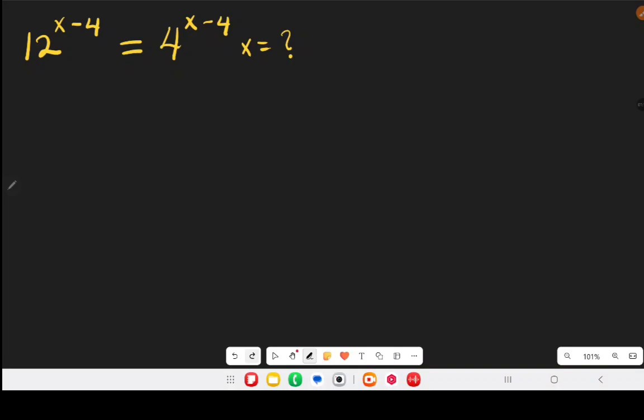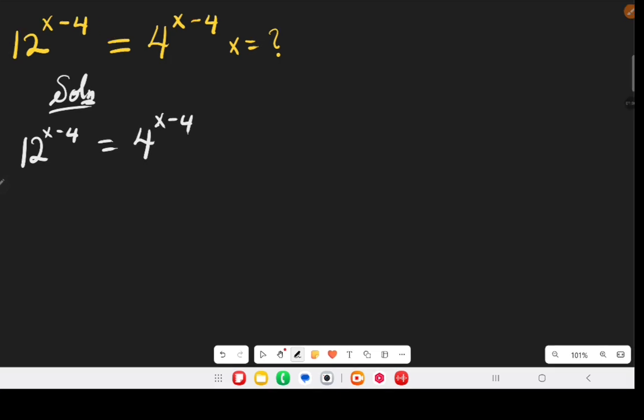Today I'm going to show you how to solve this exponential equation. 12 raised to the power of x minus 4 equals 4 raised to the power of x minus 4. Solution: 12 raised to the power of x minus 4 equals 4 raised to the power of x minus 4.